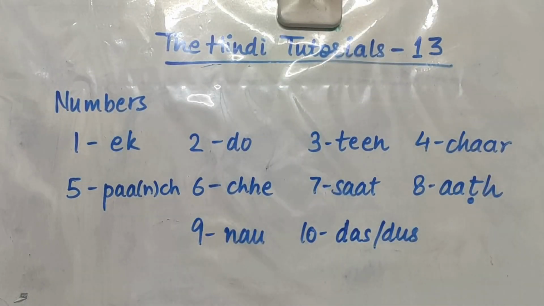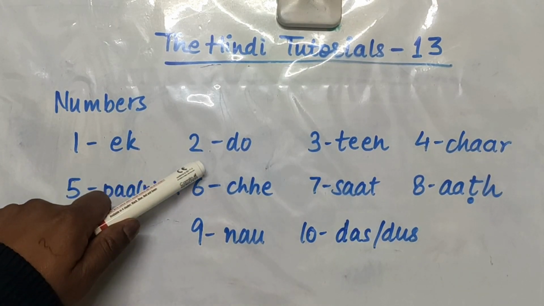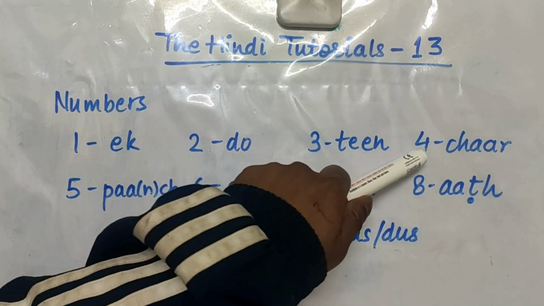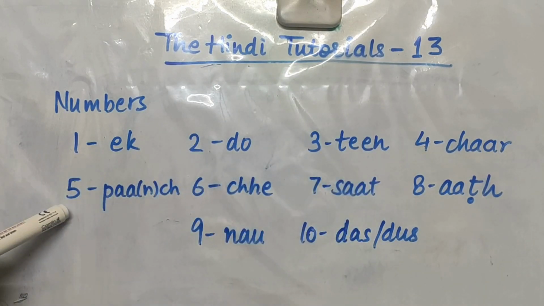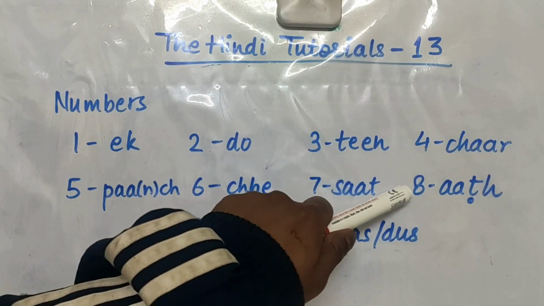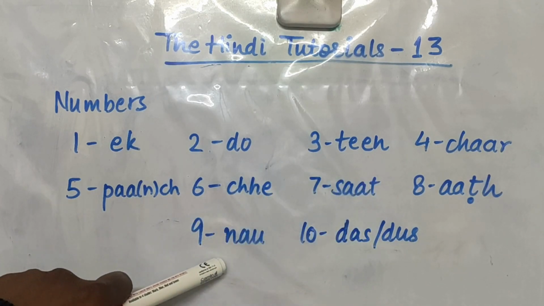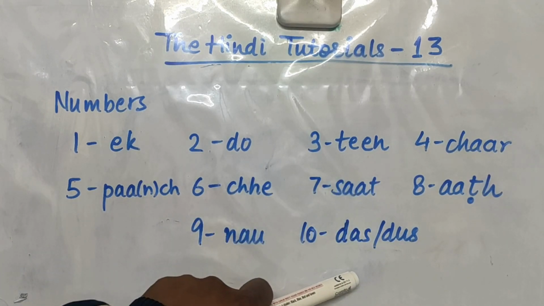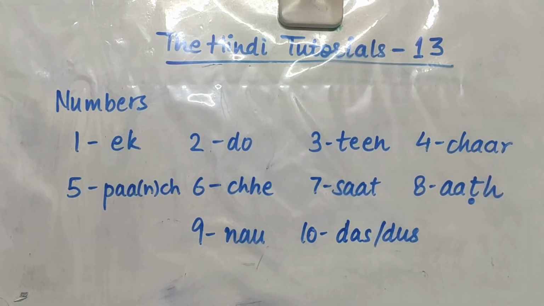Now at last, the numbers from 1 to 10. 1, 2, 3, 4, 5, 6, 7, 8, 9, 10. ठीक है? With these numbers, we have completed all the words that we have learned till now. Is there any word left? I think yes.